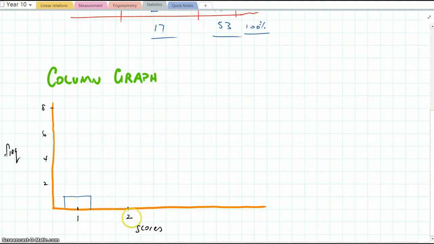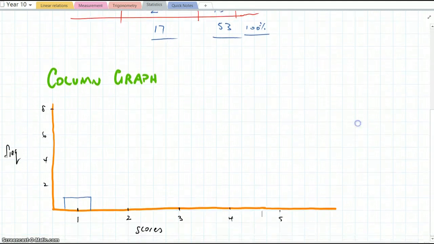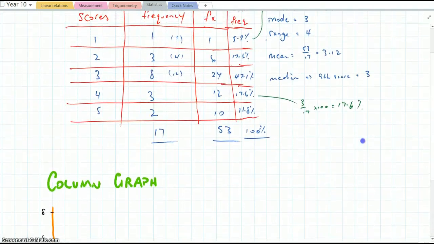So 1, 2, 3, 4 between each one. 1, 2, 3, 4, that's 3 there. 1, 2, 3, 4, that's number 4. 1, 2, 3, 4, that's number 5. So I just need to extend my horizontal a little bit. And okay, now I can get to drawing my columns. The reason I was taking my time there was I need to get my column width and my gaps the same. It sounds a bit pedantic, but that's the way it is.